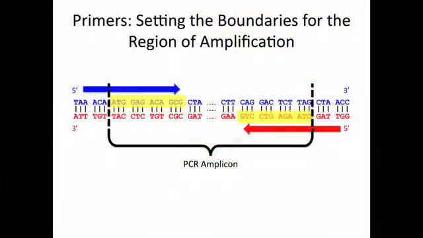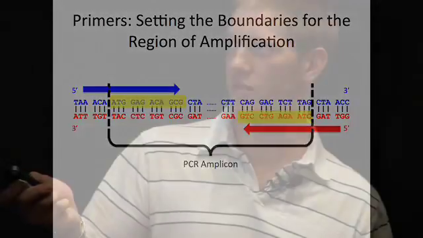And so if we imagine that we want to amplify from this ATG to this TAG, we would want to design primers that are composed of these regions that are highlighted in yellow. And that'll become ultimately our PCR amplicon.